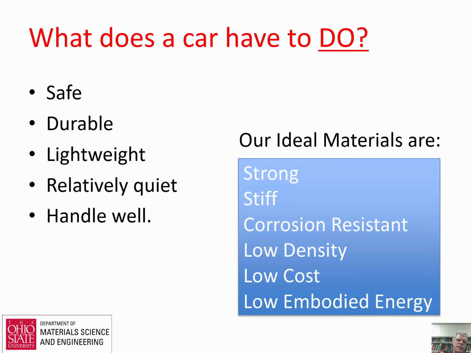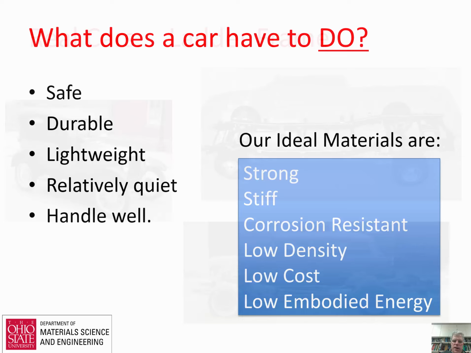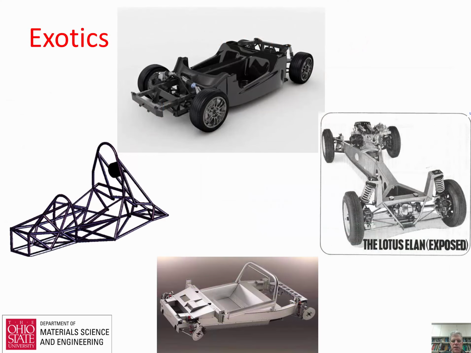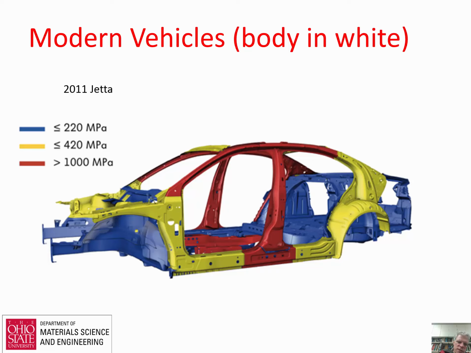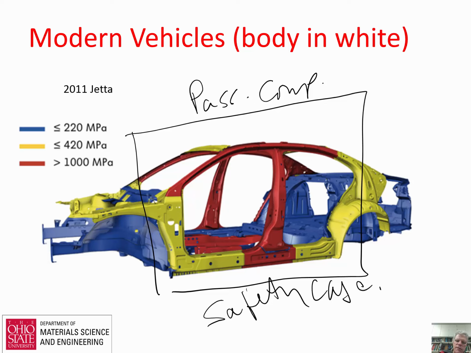So let's consider what a car has to do, and that's shown over in this column here. It's got to be safe, durable, lightweight, relatively quiet, handle well. What that means, as we go to cars, let me show a picture of a car. We'll skip ahead and then come back. So the way we really try to do this is we've got the passenger compartment here. What you really want to do is make the passenger compartment, that's the passenger compartment. Marketing people like to also call this the safety cage. So you take the safety cage and you try to make that so that it just plain doesn't deform, so that you don't collapse this on people no matter what happens.